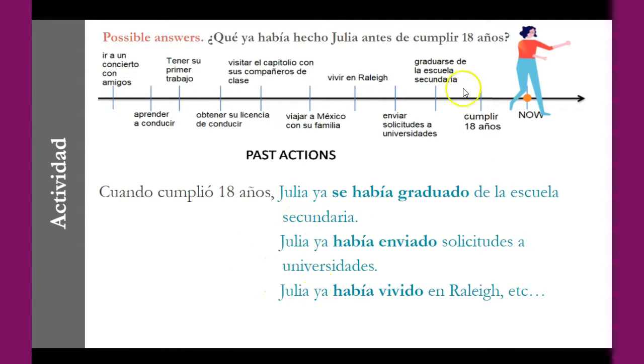Cuando cumplió 18 años, Julia ya había vivido en Raleigh. She had already lived in Raleigh when she turned 18. So we're using the past perfect to talk about a past action that happened before another past action. She's already turned 18. And she had already done this.